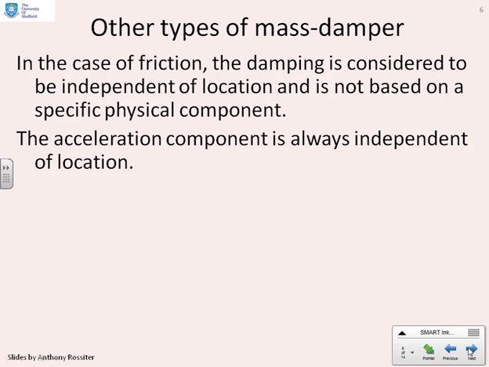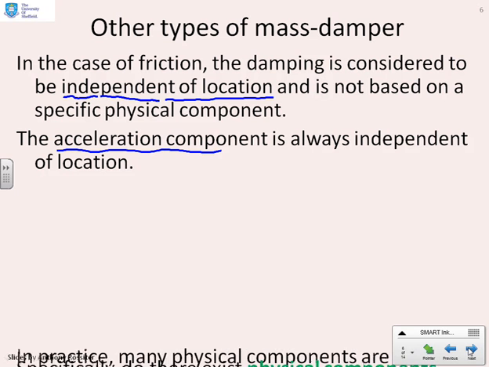Now there are other types of mass damper. In this particular case, the friction that we were looking at was independent of location, because it was based maybe on the roughness of the road and wind and things like that, but it wasn't based on a particular physical component like a spring or a piece of mass. Similarly, the acceleration component was also independent of location. It was dv/dt. It doesn't matter exactly where the car is located.